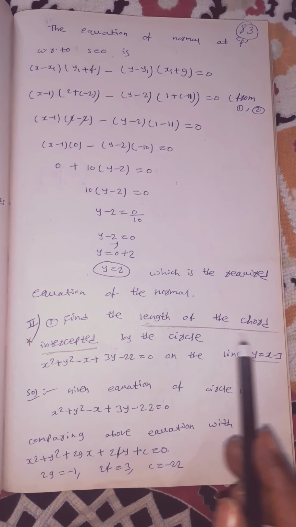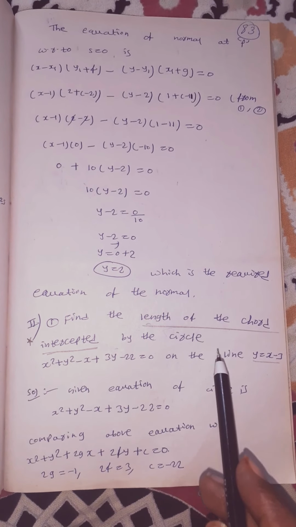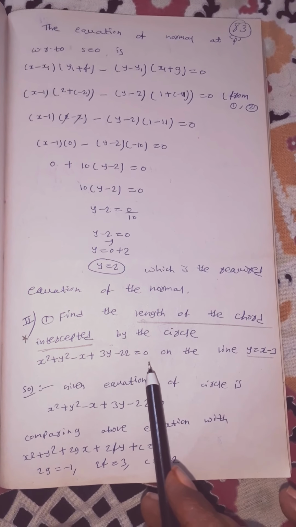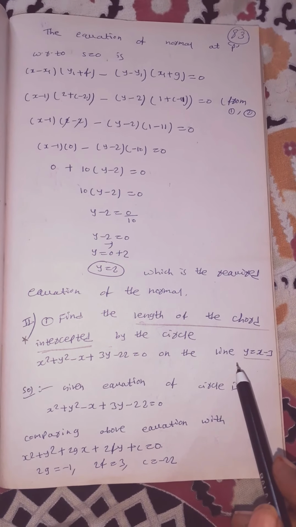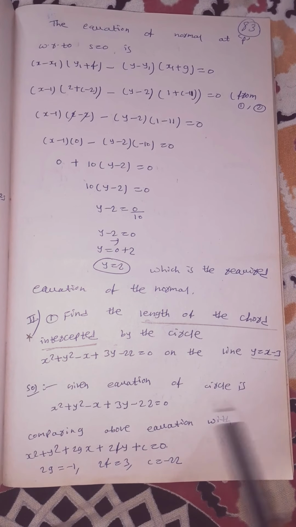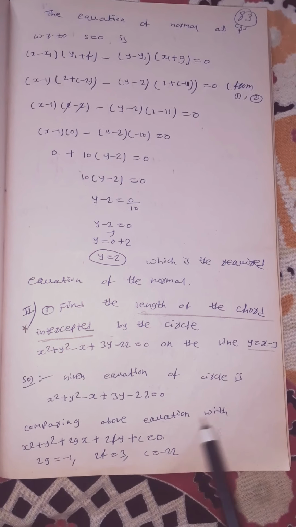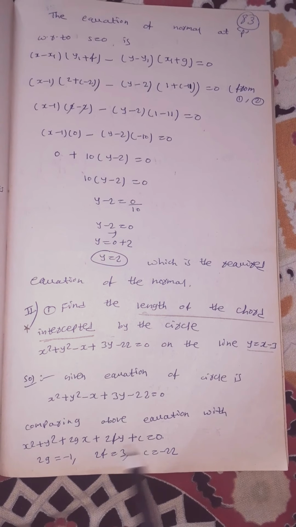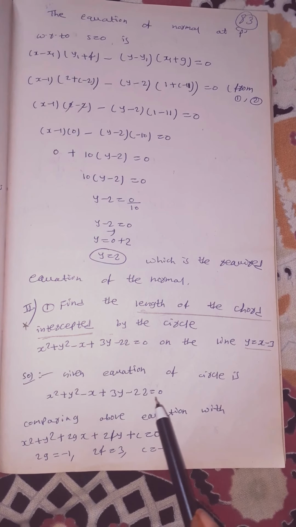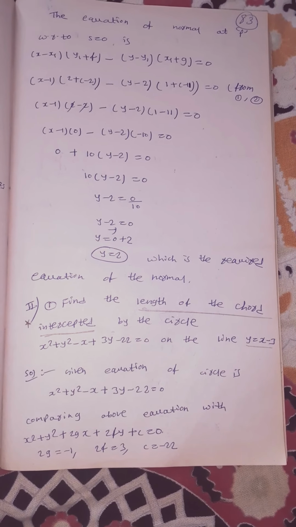Find the length of the chord intercepted by the circle x square plus y square minus x plus 3y minus 22 equal to 0 on the line y is equal to x minus 3, children. So the given equation of the circle is this one, children. Comparing the above equation with this one, here 2g value is minus 1, 2f value is 3, c value is minus 22, children.